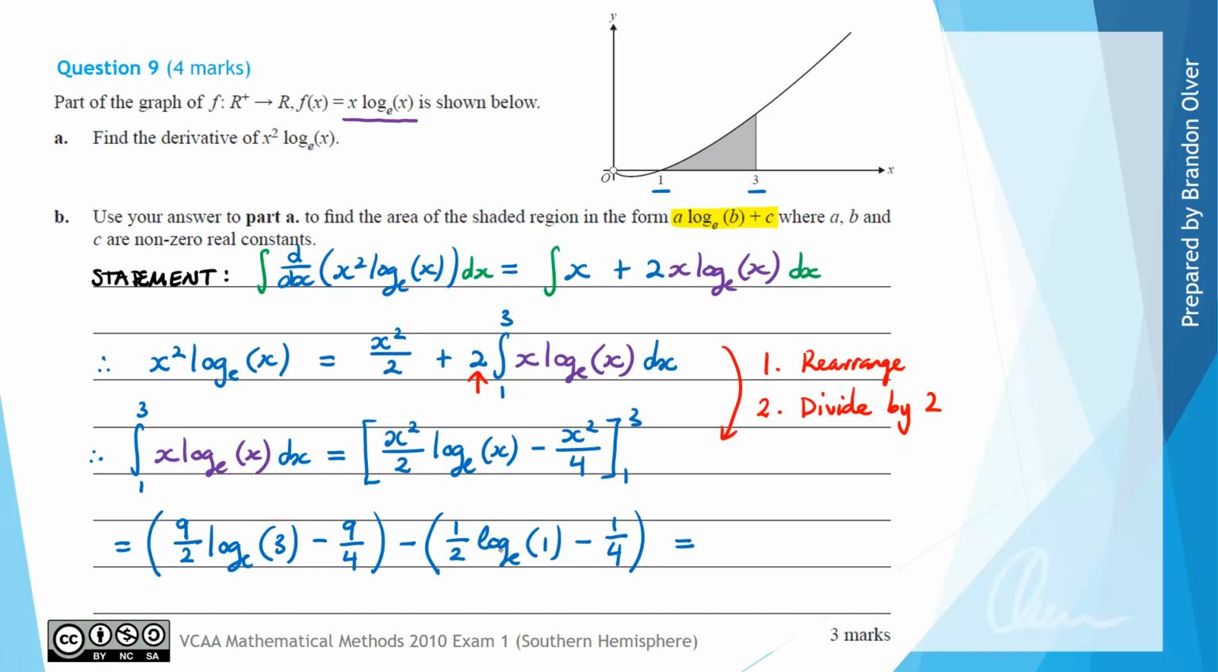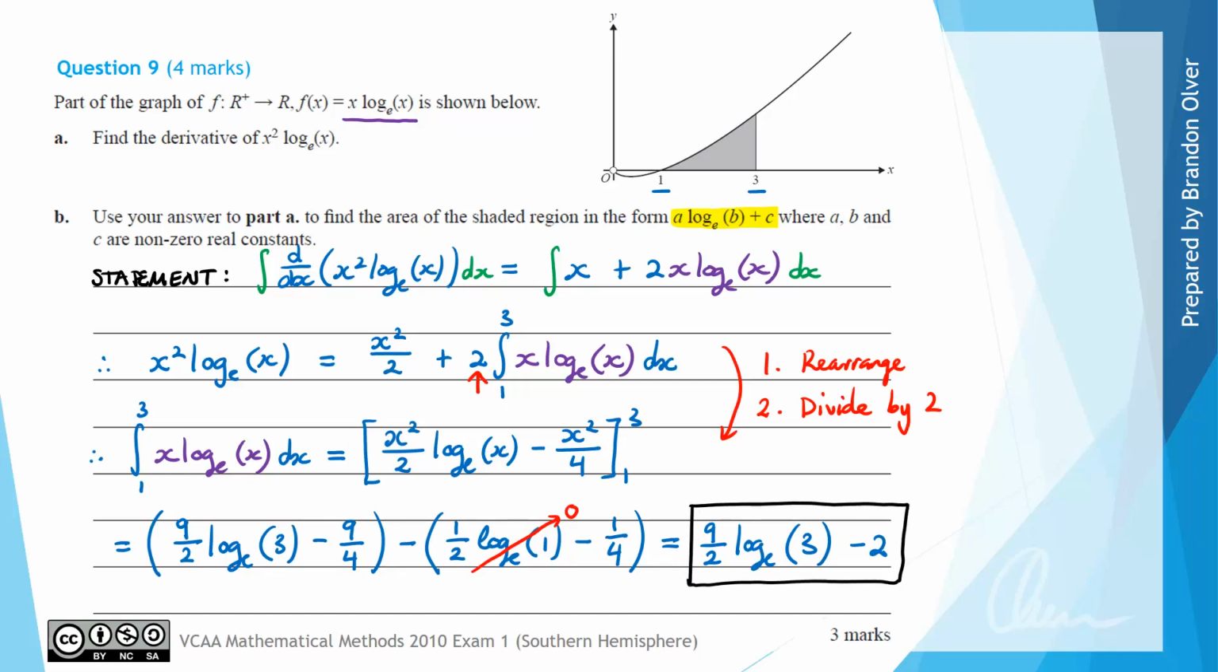First of all, we need to look at this log e of 1 and realise that log e of 1 is actually 0. So we're going to have a half times 0 there, which is simply 0. Which means this is equal to 9 on 2 log e of 3. Then we have minus 9 on 4, subtract negative 1 on 4 is a plus 1 on 4, which gives negative 8 on 4, which is simply negative 2. Hopefully you followed along with that, and you can see that this is the final answer in the form we wanted it in.